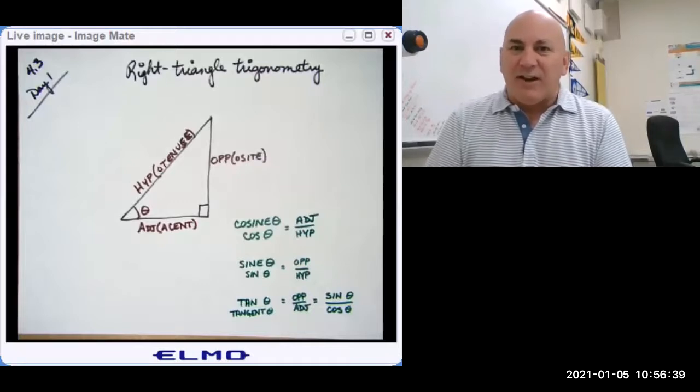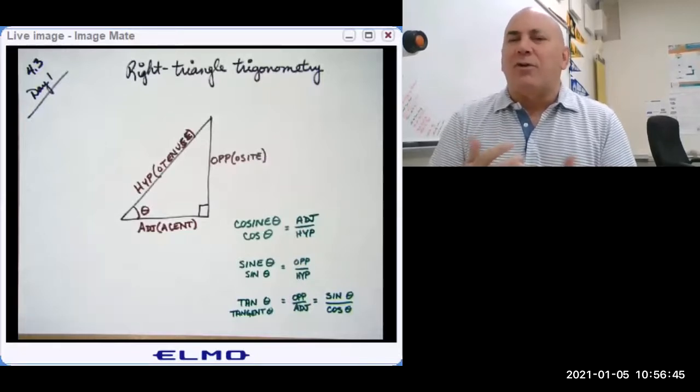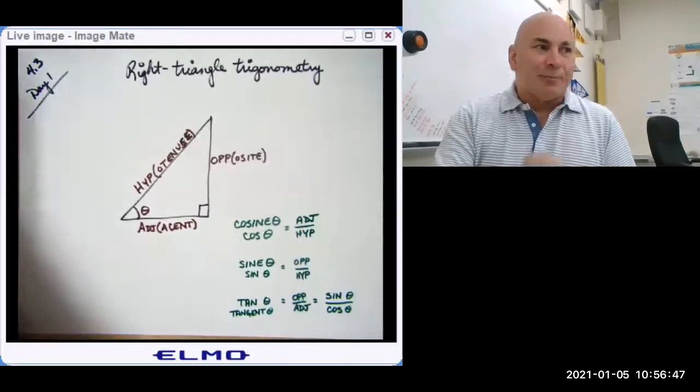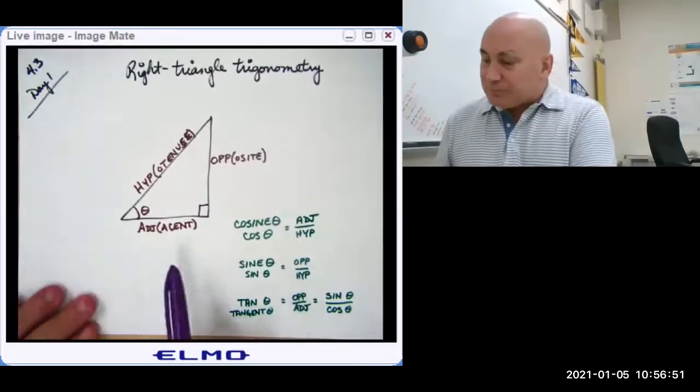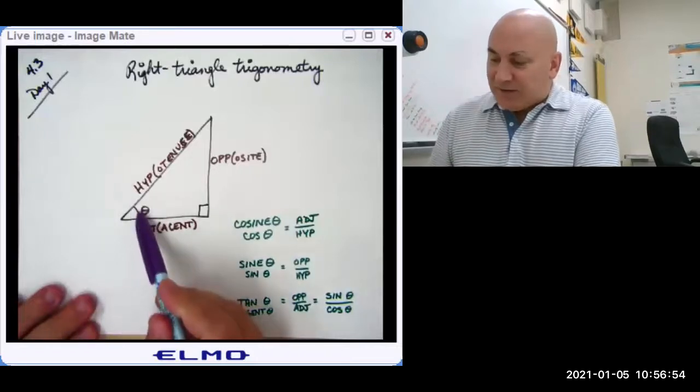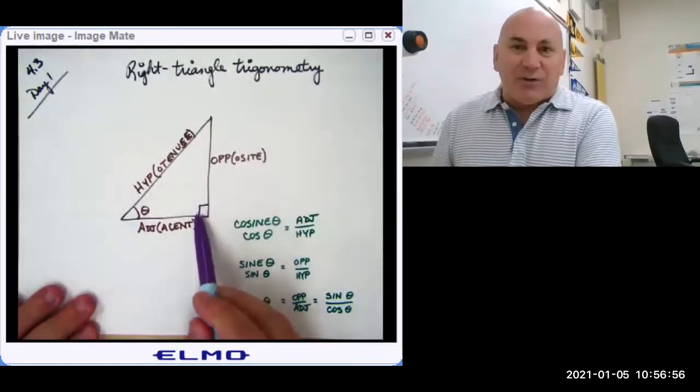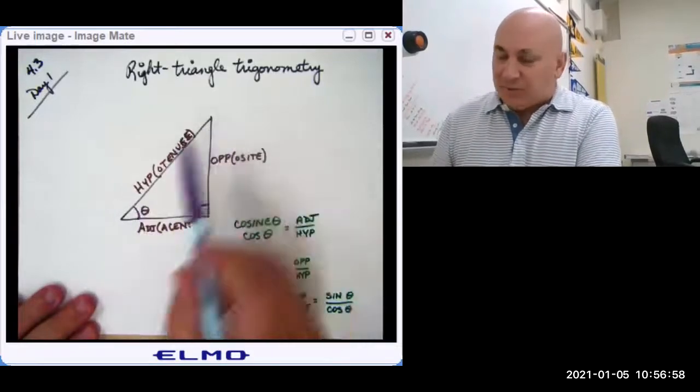Triangles aren't that tough, right? You've been doing triangles since you were a kid. So let's start doing some adult work with triangles. We're going to start with right triangles. And if this is my angle, this is the right angle, so we only have to worry about the other two.